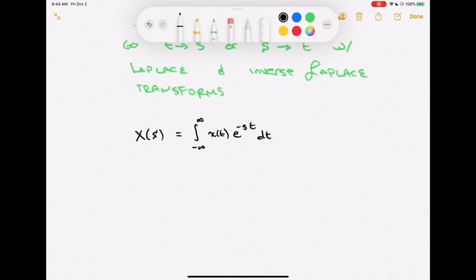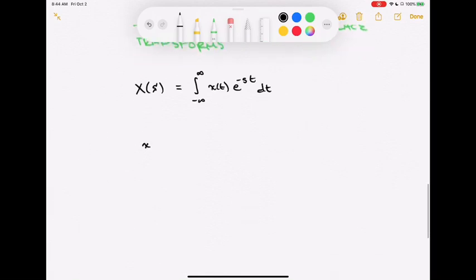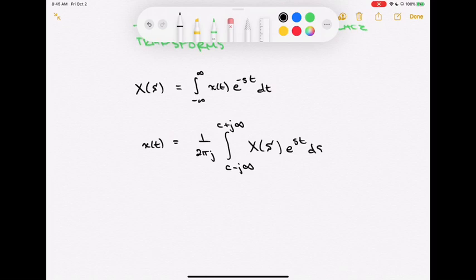The other side of this tells us how I can recover x of t from the transform domain. And this is where things get a little weird. It's 1 over 2 pi j, and then an integral going from c minus j infinity, where c is a constant that we don't have to worry too much about right now, to c plus j infinity of our transform variable X of s, times e to the st ds, something along those lines.